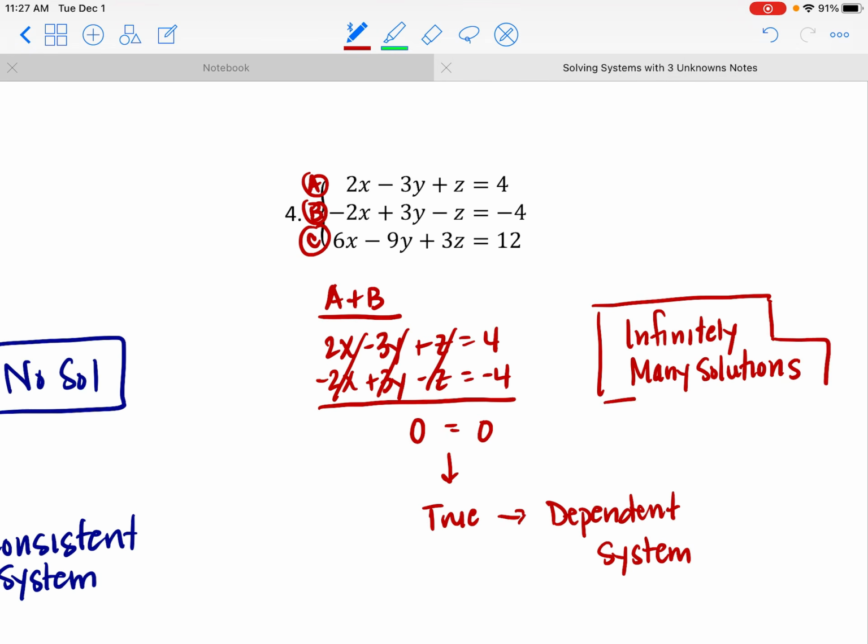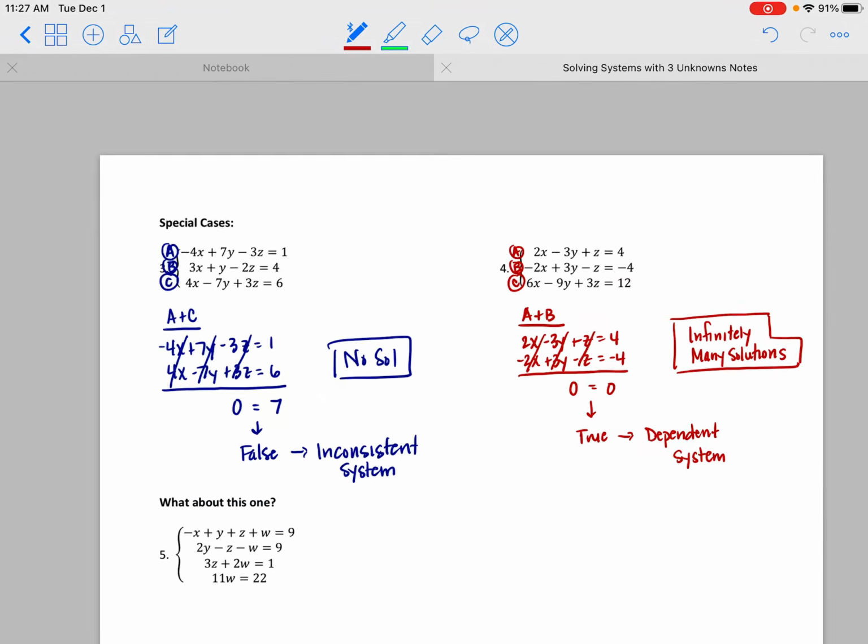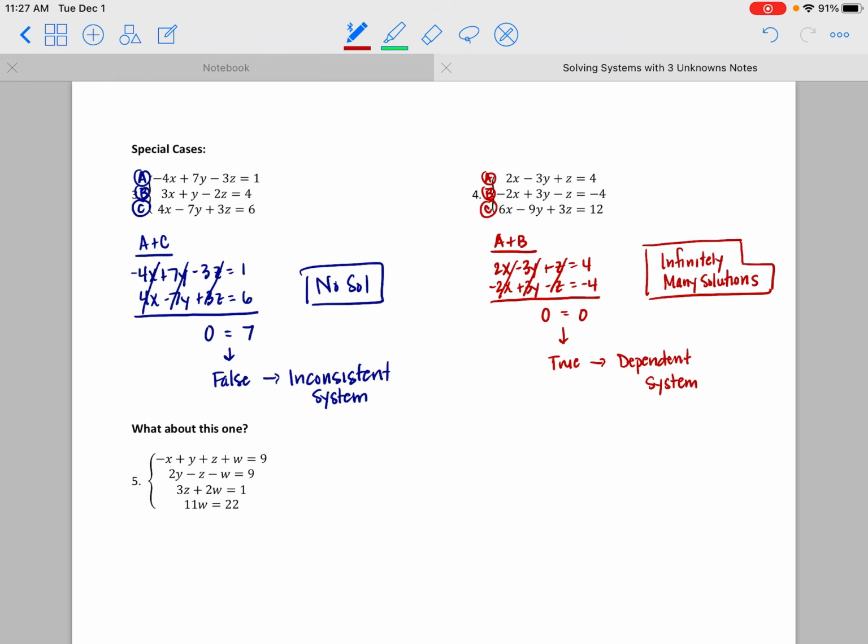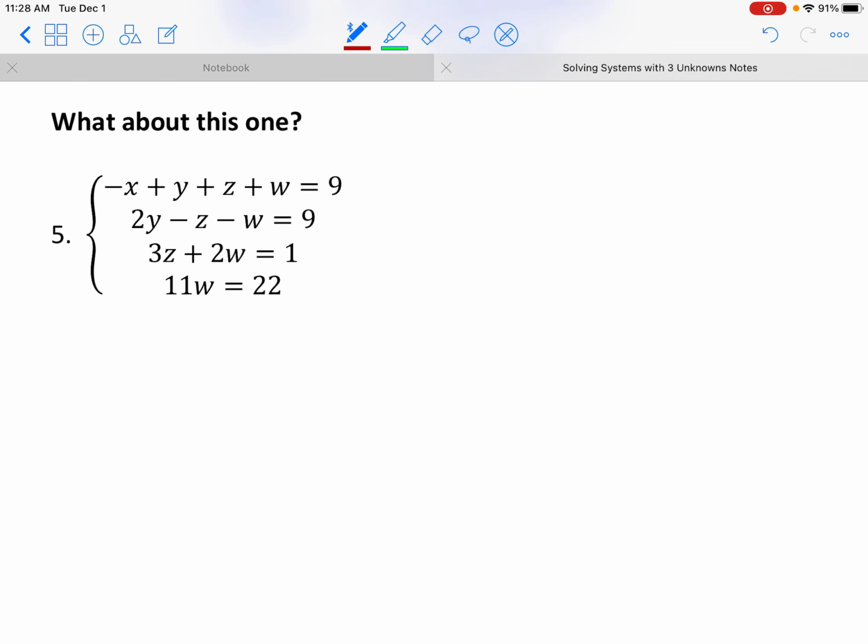Okay, now this process of elimination works for any size of a system. So if we had a 4x4 system, we would use elimination to get it down to a 3x3. And then if we had the resulting 3x3, we'd use elimination again to get it down to a 2x2. So no matter the size of the system, the goal is to use elimination to work it down to a 2x2. Okay?